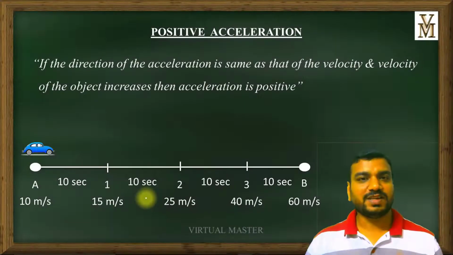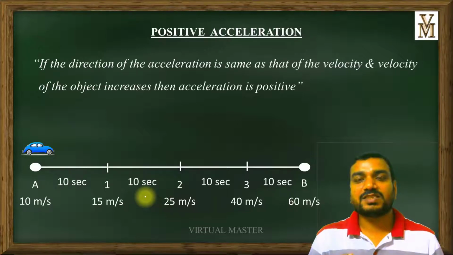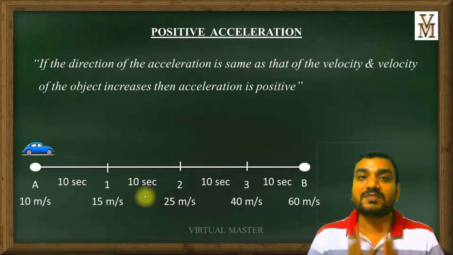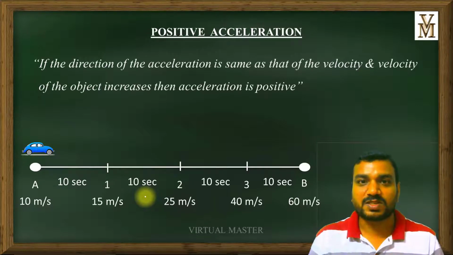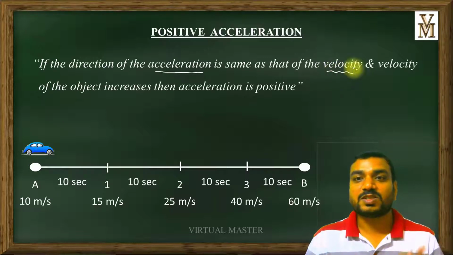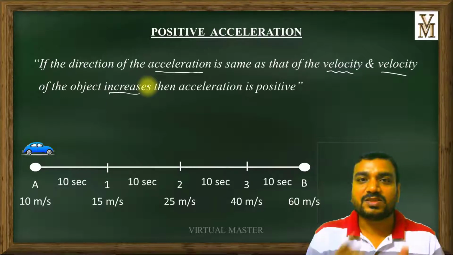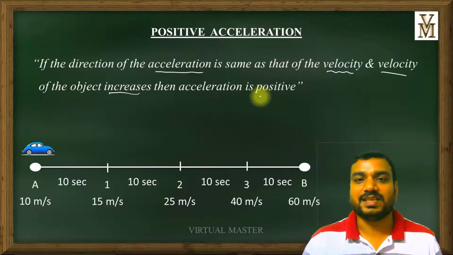Now let us discuss positive acceleration of the object. Now what is positive acceleration? If the direction of the acceleration of the object is the same as the direction of velocity of the object and the velocity of the object increases, then we say that the acceleration of the object is positive. If the direction of the acceleration is the same as the direction of the velocity and the velocity of the object goes on increasing, then we say that the object is having positive acceleration.